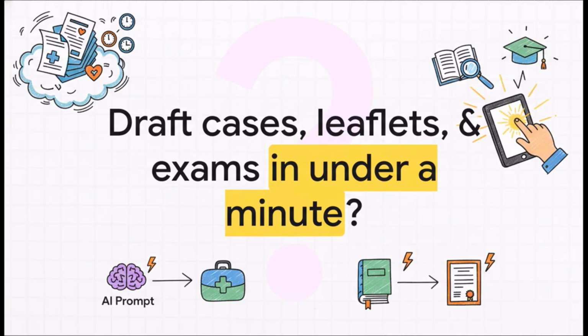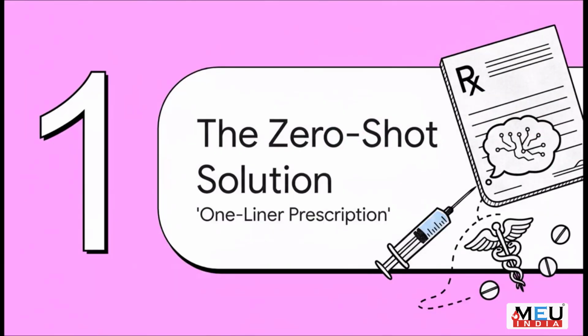This isn't some far-off futuristic idea. It's a practical skill you can start using right now to get back hours of your valuable time. So what's the secret? Well, it's a technique called zero-shot prompting. And to make it really stick, we're going to use a fantastic analogy. Think of it as writing a one-liner prescription for your AI.